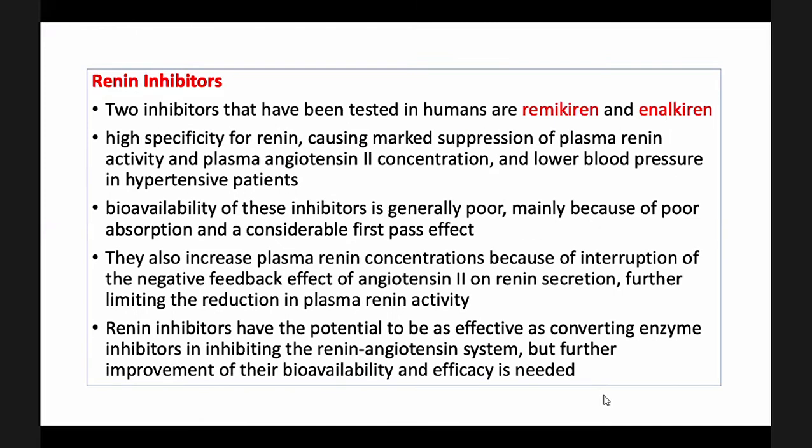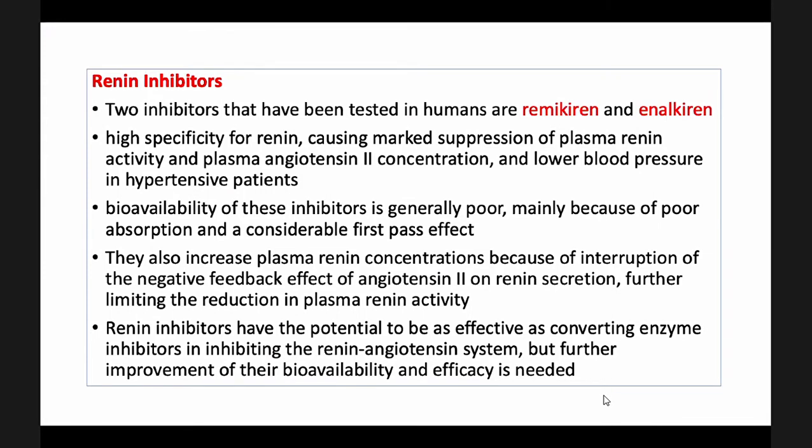So there are two inhibitors that have been tested in humans, and they are the remikiren and your enalkiren. They have high specificity for renin, so these are renin inhibitors. And this will cause marked suppression of your plasma renin activity and plasma angiotensin II concentrations, so that it will lower the blood pressure in hypertensive patients.